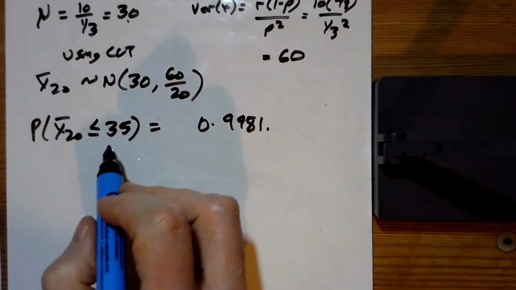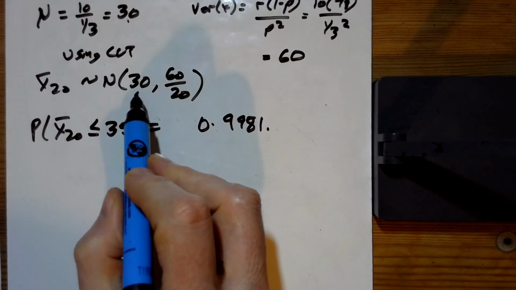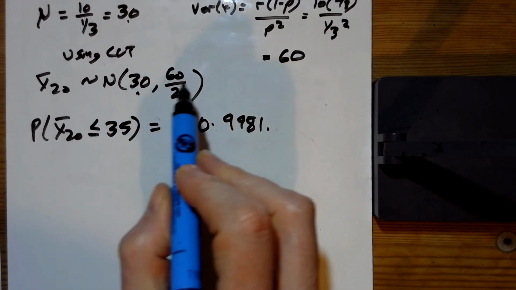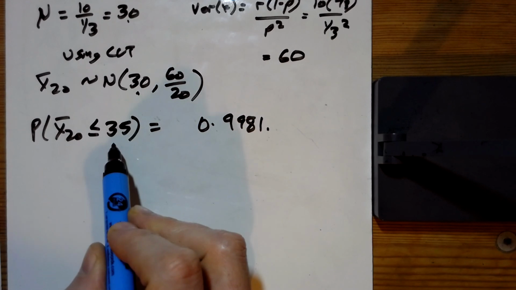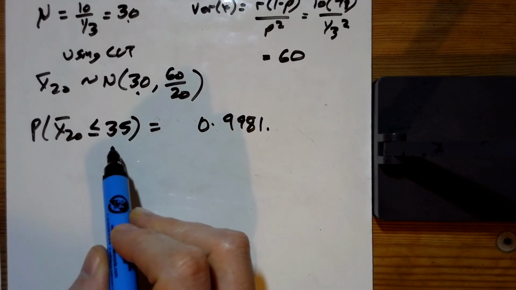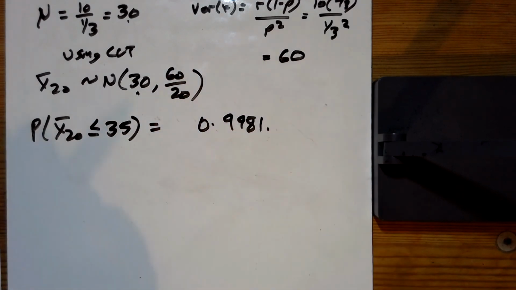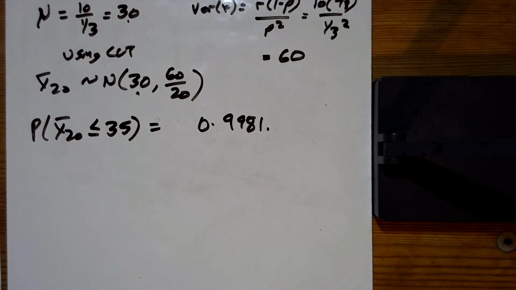So we want to know, yeah, because look, the mean is 30, the standard deviation is just under 3, so the chance of being less than or equal to 35 is really high, isn't it? Yeah, that makes sense. All done.